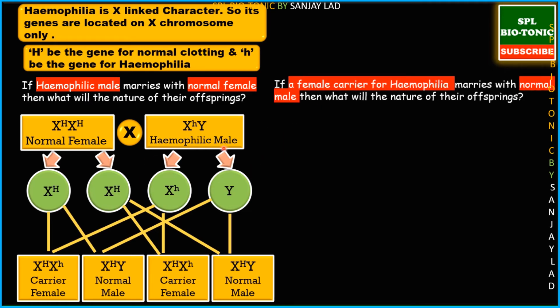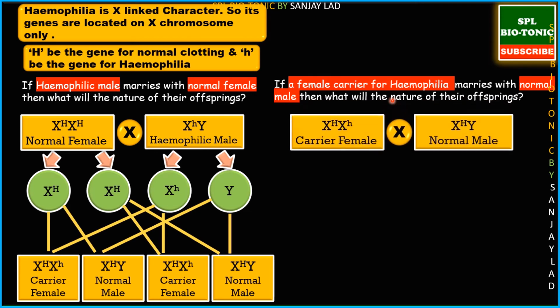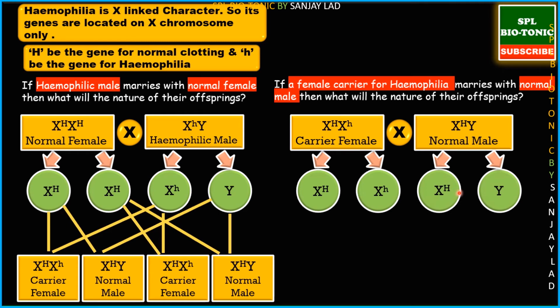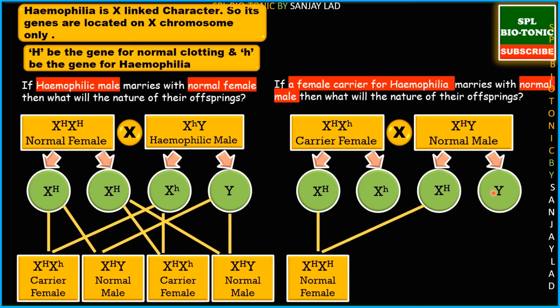Now let us solve this problem further. Say this carrier female marries a normal male. If a carrier female marries a normal male, then what will be the nature of their offspring? The genotype of the carrier female will be X capital H X small h, whereas the normal male will have X capital H Y genotype. The ova of the female are X capital H and X small h type, whereas the sperms of the male are X capital H and Y.